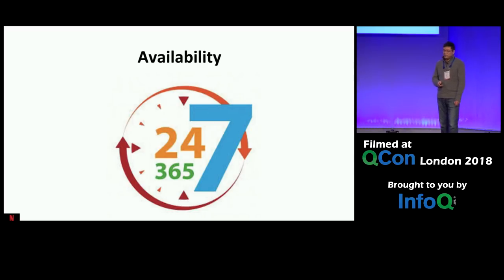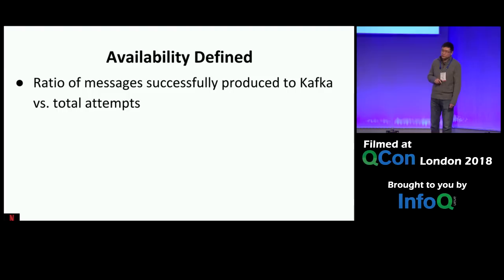First one is availability. Everybody wants their Kafka cluster to be up 24/7, 365. But exactly how do you define Kafka's availability? We would like to think of Kafka's availability as the ratio of messages successfully produced to Kafka versus total attempts. So let's say you try to produce 100 messages, but one does not get into Kafka, then your availability is 99% in this case.